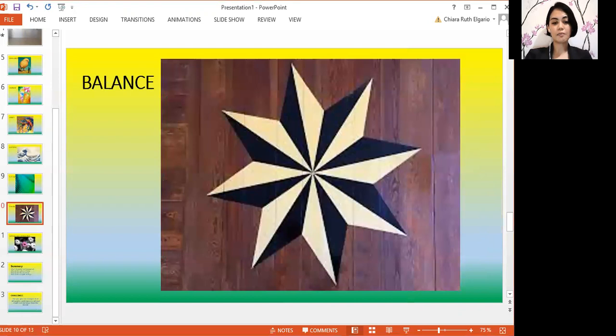Next is balance. Balance refers to the even and equal distribution of elements. There are two types of balance in visual arts. First is informal balance, which is also called asymmetrical, and the second is formal balance, also called symmetrical. An informal balance is present when the designs are not equally distributed on both sides, while symmetrical or formal balance is present when the weight of the design is equally distributed, like what you are seeing in the picture.